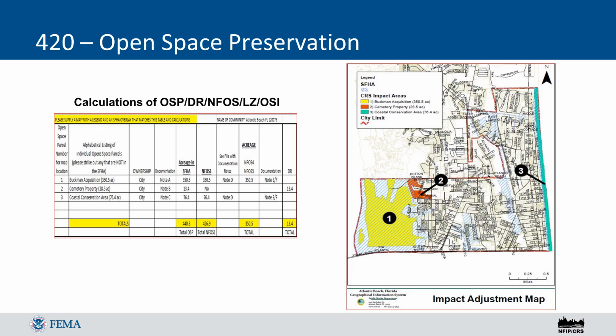In the example of the list on the screen, they're labeled 1, 2, and 3, and then you can look up number 1 and see that it is clearly identified by the number 1 on the map. Remember, the map needs to show not only the open space properties, but also the floodplain, so you can overlay the 2 together and make sure that the open space properties you're requesting credit for are inside the floodplain.